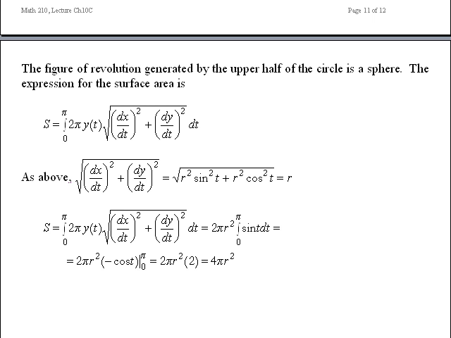And now let's look at the surface area. If we took that upper half of the circle, in other words, we're letting t go from 0 to pi, and out of that we create a figure of revolution. That figure of revolution, of course, will be a sphere, and we want the surface area of the sphere.